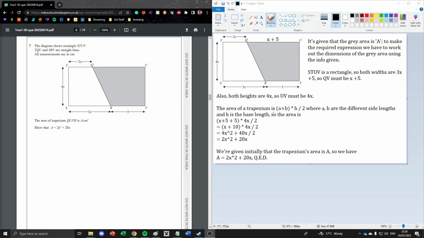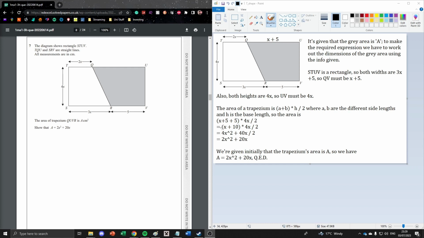So we know that the area of a trapezium is a plus b times h divided by 2. H is the height, the side opposite the slanted side, and A and B are the two varying length parallel sides. So here we're going to have x plus 5, that's A plus B, times by 4x, that's our height, divided by 2. Obviously this becomes x plus 10 times 4x divided by 2.